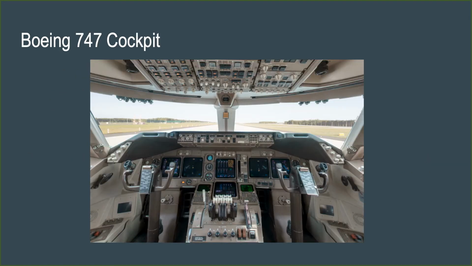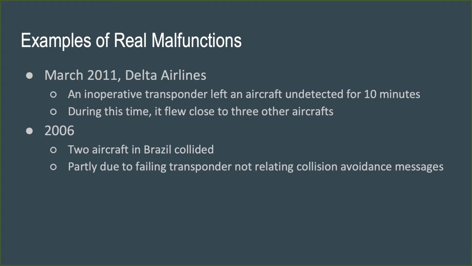Looking at an actual airplane cockpit, you can see how many sensors there are, and this gives you an idea of how much can be attacked here. To give an example of what might happen when some of these sensors malfunction in regular scenarios, in March 2011, on a Delta Airlines flight, there was an inoperative transponder. Other airplanes nearby weren't able to tell that this airplane was there. This airplane came very close to 3 other aircraft within the span of the 10 minutes that the transponder wasn't active. Nothing happened in this case, but it was quite a dangerous situation.